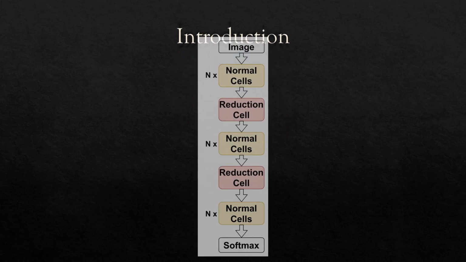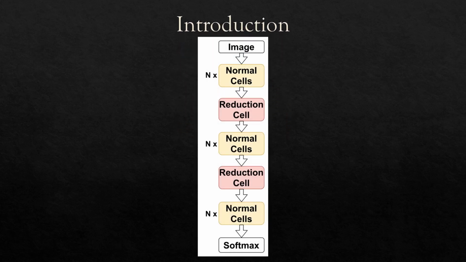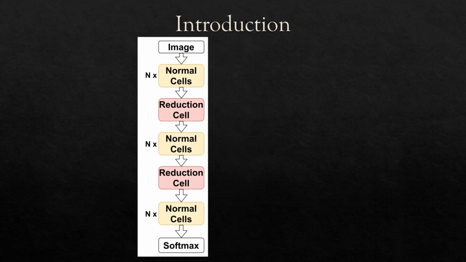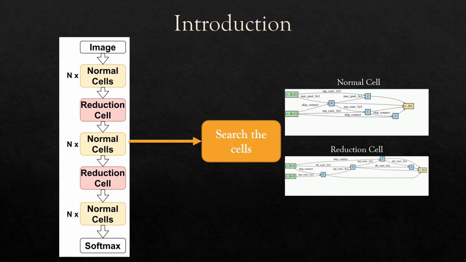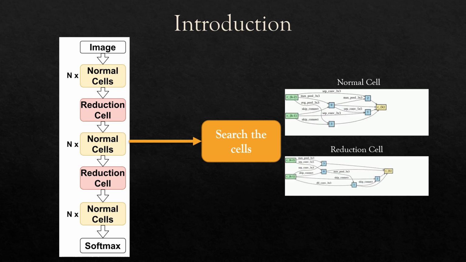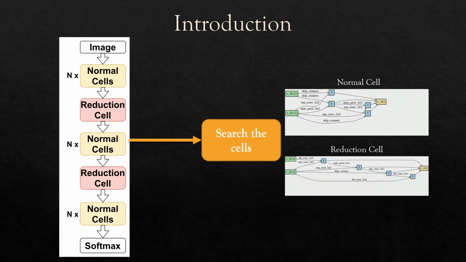So the problem of neural architecture search is that we want to automatically search for architectures of neural networks for a specific task. In our work, the neural network is created by cascading two types of cells, normal cell and reduction cell. And the job of the neural architecture search is to search for these cells, as shown here.